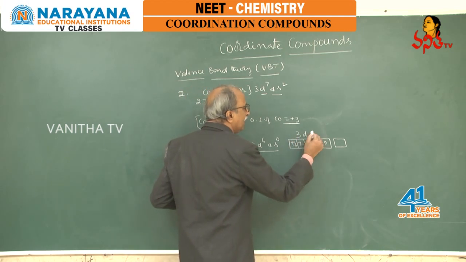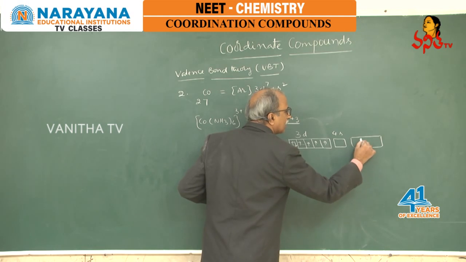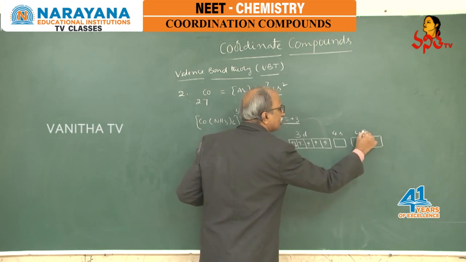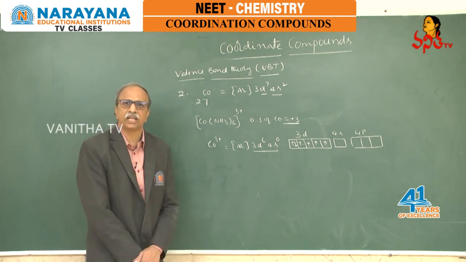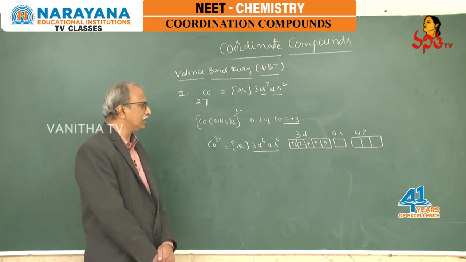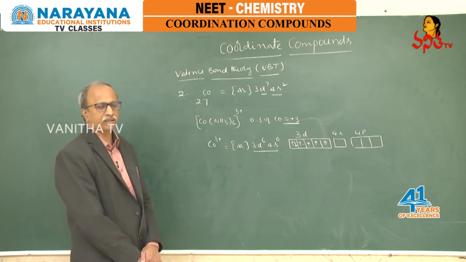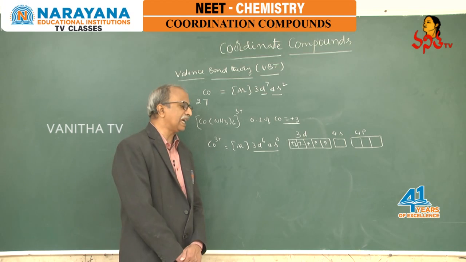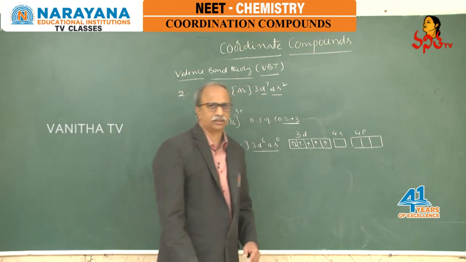This is 3d and this one is 4s, along with the 4p orbitals, which are also vacant in the fourth shell, and even the 4d orbitals are also vacant. So after losing the requisite number of electrons, these metal atoms or ions have certain vacant orbitals.